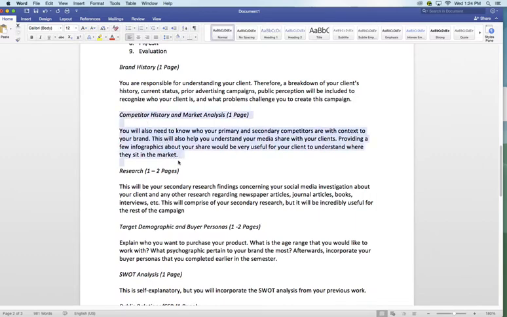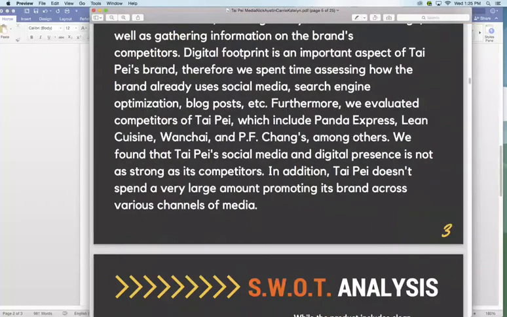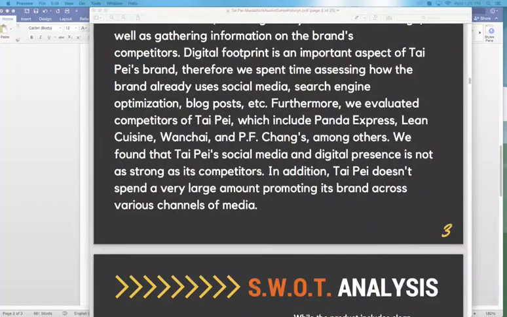You also want to know your competitor history, which we've gone over, and you've done this in terms of your primary and secondary competitors. So putting this into the context of your brand helps you understand media share, which is another thing that we've talked about. So I will want to make sure that you have that. And again, I would like to have logos and stuff just to make it look nice. But again, they just used text on this particular one.